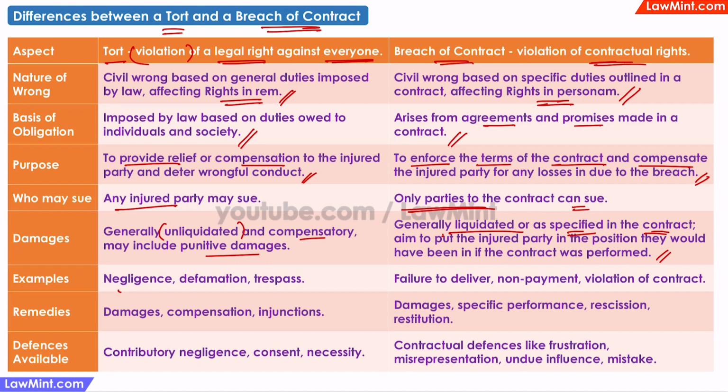Examples of torts are negligence, defamation, and trespass. Examples of a breach of contract are a failure to deliver goods or services, non-payment after delivery, or violation of any of the other terms of the contract.